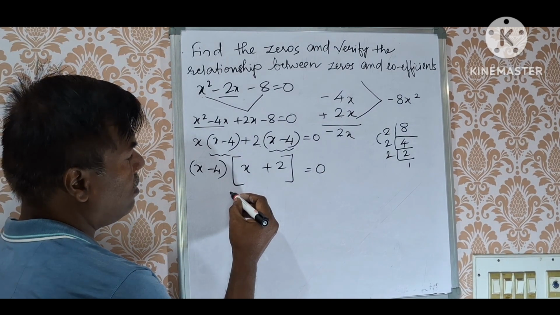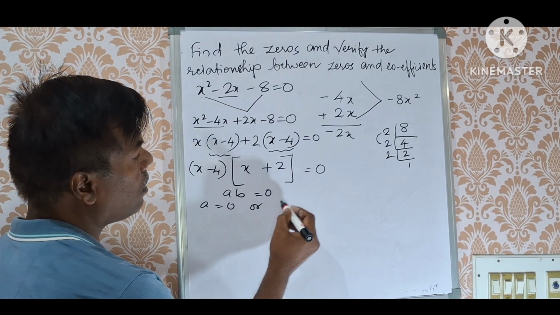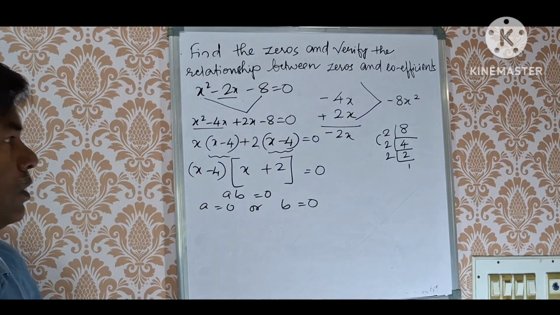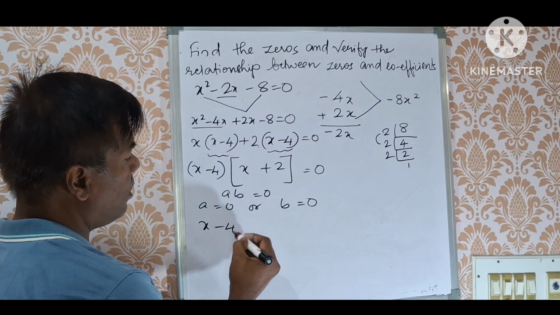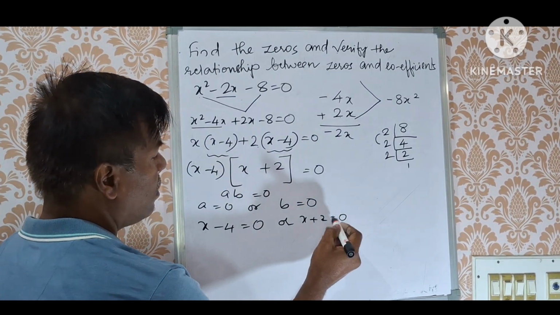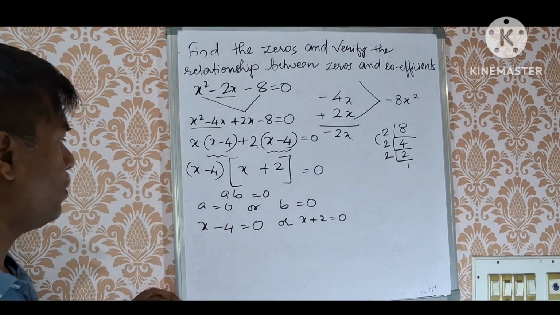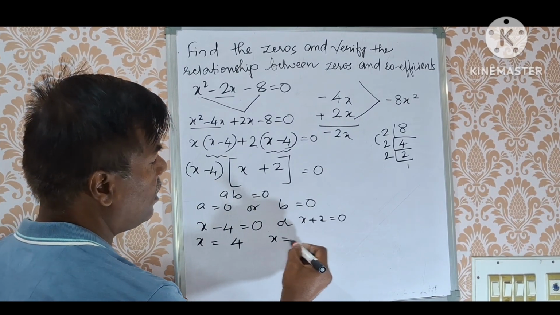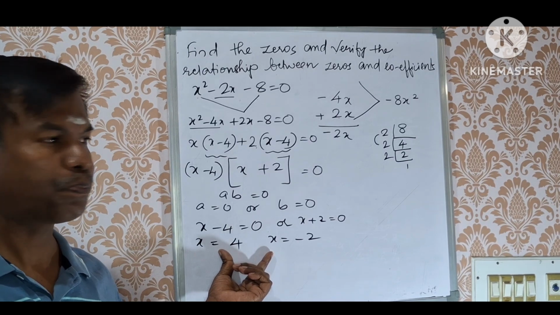If a into b is 0, either a equals 0 or b equals 0. One of these two must be equal to 0. Therefore, either this must be equal to 0 or this must be equal to 0. That means x minus 4 equals 0 or x plus 2 equals 0. These are called the factors of this given polynomial. If these are the factors, what is the value of x? Plus 4 and minus 2. So these are the zeros of this polynomial.